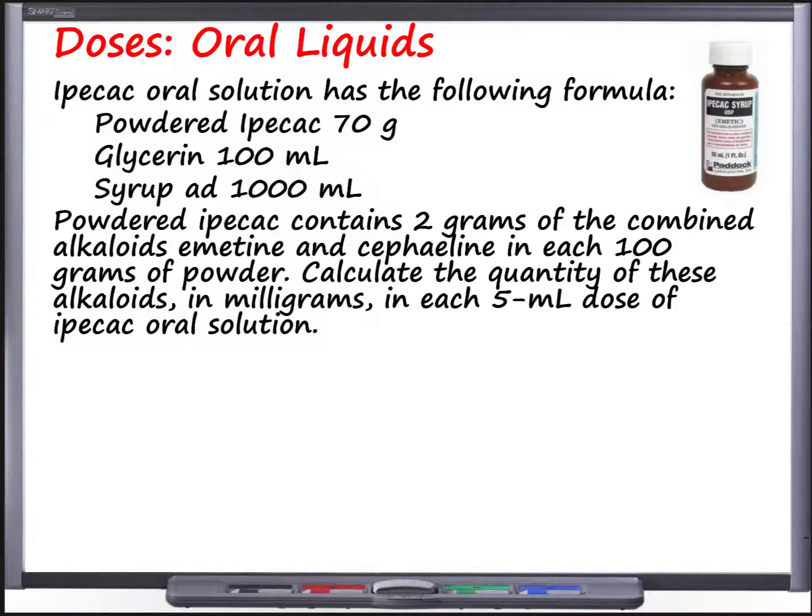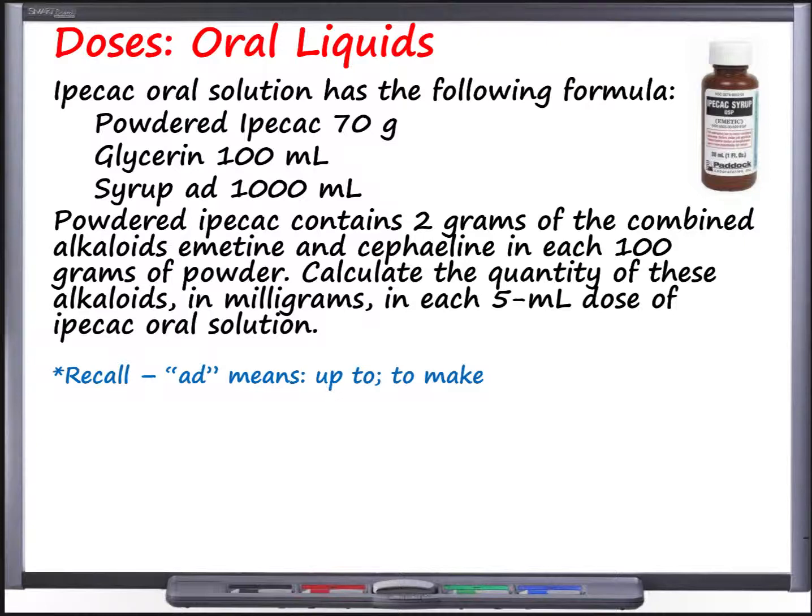Now, the last thing I would tell you before we do the math on this is an important interpretation on how this is actually formulated. There's some extra information you don't really need for the calculations that might cause some mistakes. So in the formula, in terms of how you would make this, you're going to take 70 grams of this powder. This powder is going to be dispersed in 100 mils of glycerin. So you've got your liquid right there.